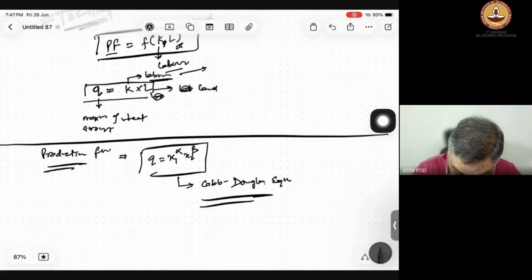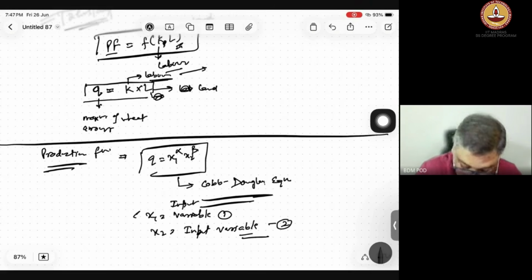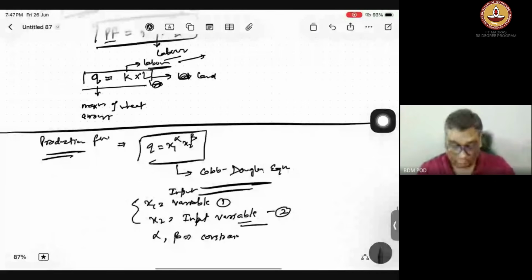Okay, so this is your Cobb-Douglas equation where x1 is input variable 1, and x2 is your input variable number 2. So these are the two variables you have, and alpha and beta are your parameters. So this is how you are going to calculate your production function. Any doubt till now? Somebody was raising a hand.